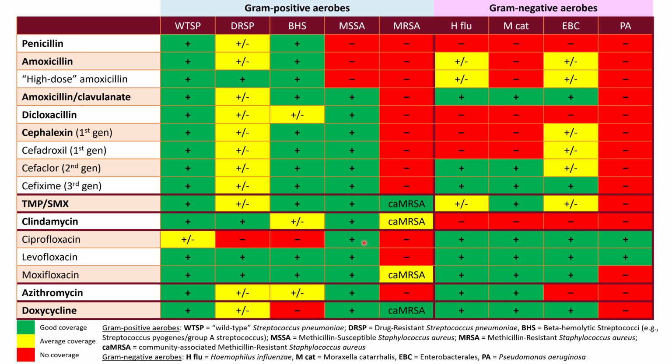Ciprofloxacin in general has poor gram-positive coverage. It can cover MSSA, but has no coverage for MRSA or beta hemolytic strep. Levofloxacin and moxifloxacin are the two that have excellent activity against beta hemolytic strep, as well as MSSA. Levofloxacin doesn't cover MRSA, but moxifloxacin can cover some community-acquired MRSA. But the rate of resistance might be increasing with moxifloxacin.